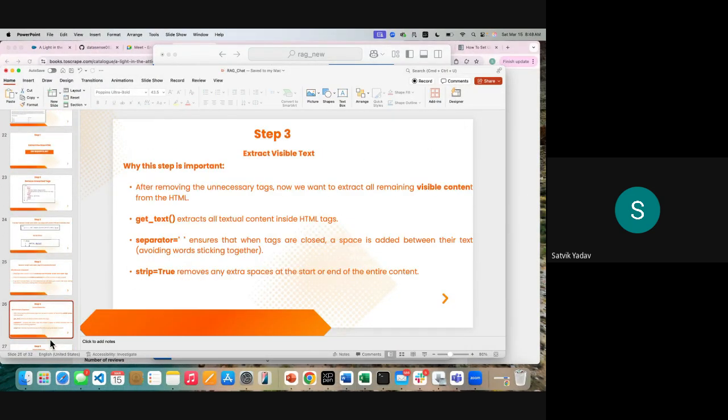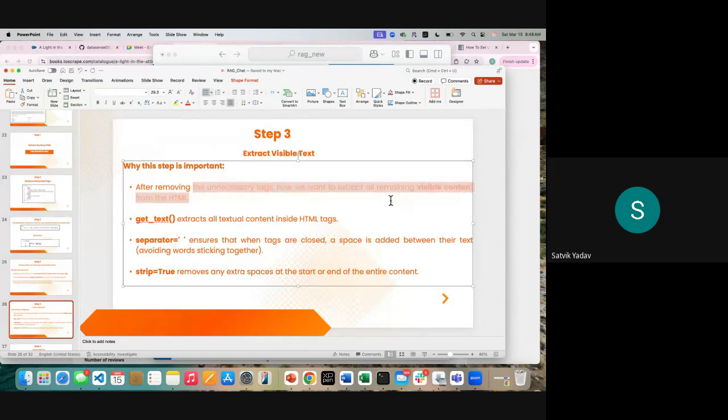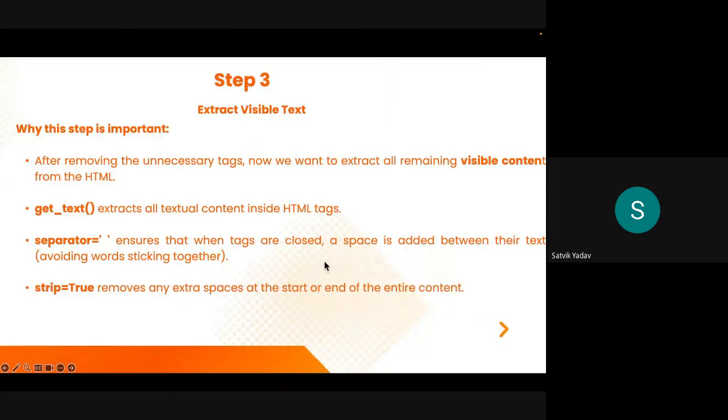Extract visible text. So what it does, after removing the unnecessary tags, now we want to extract all the remaining visible content, and get_text is used basically for that. It has two parameters. I will show you what each means. So technically, whatever content we have right now, we can clean it simply by passing the get_text method. Now let's see what it will do.